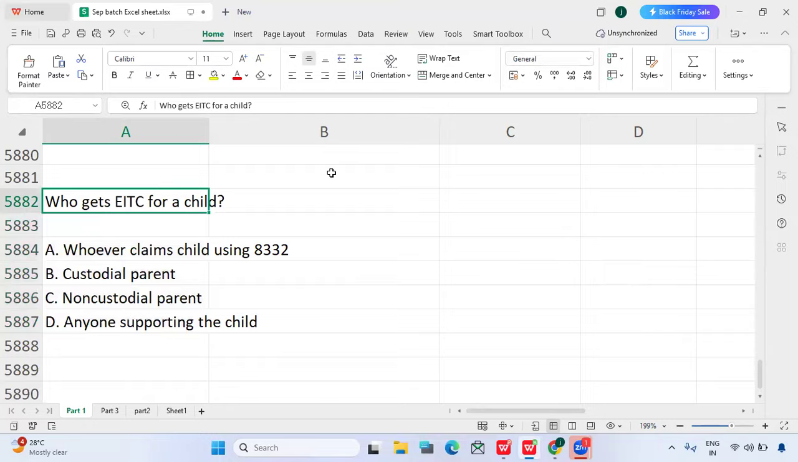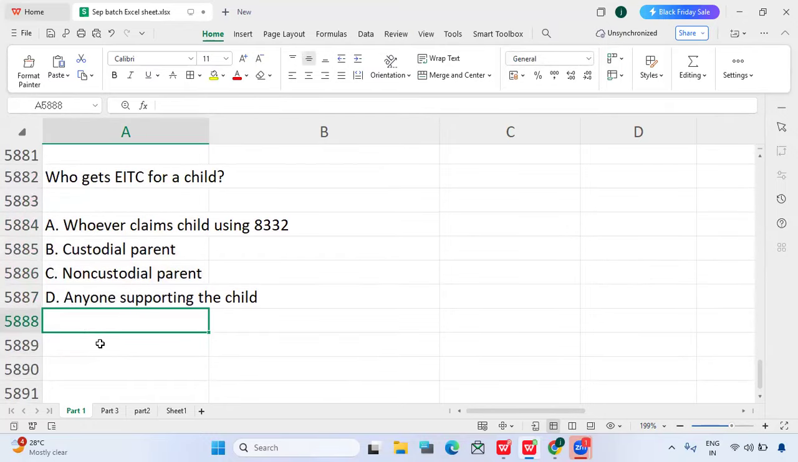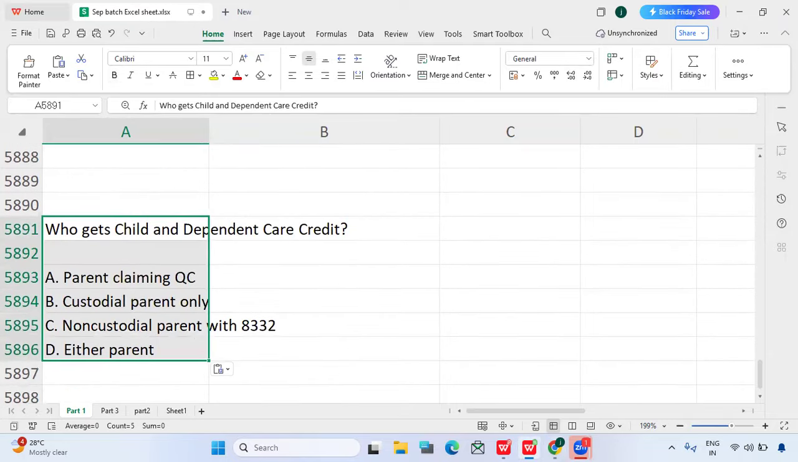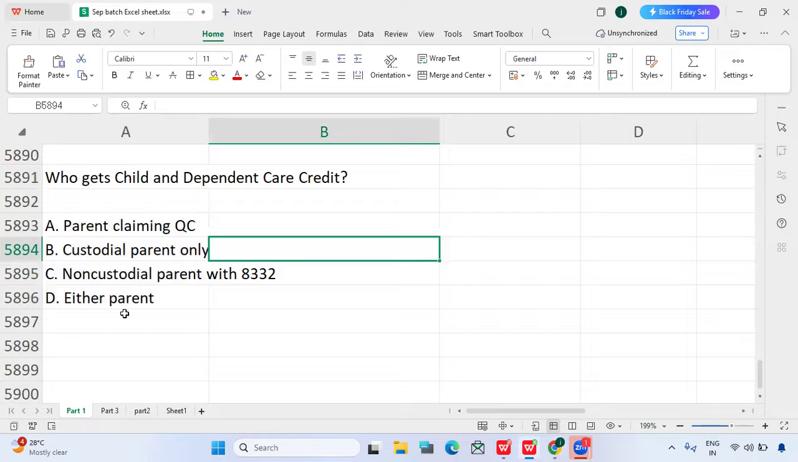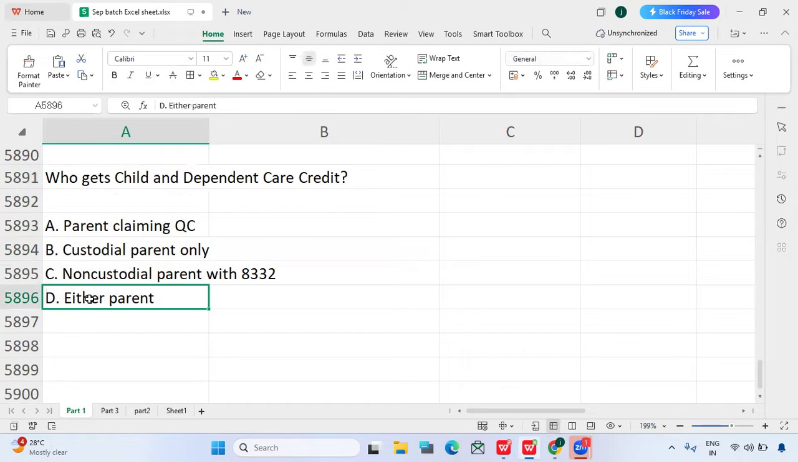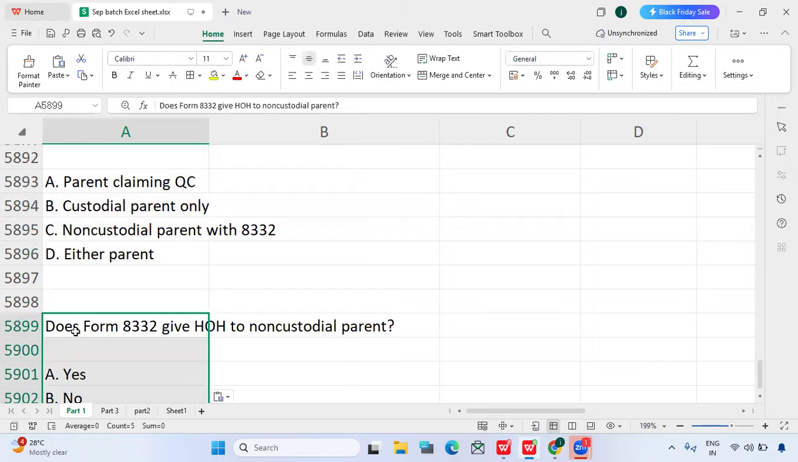Who can get EITC for a child? Custodial parent. Non-custodial parent can claim? No, exactly. Dependent only. Who gets the child and dependent care credit, custodial or non-custodial? Custodial parent. Non-custodial also will get, right? Yes, with 8332. So answer B and C are correct. That means either parent.